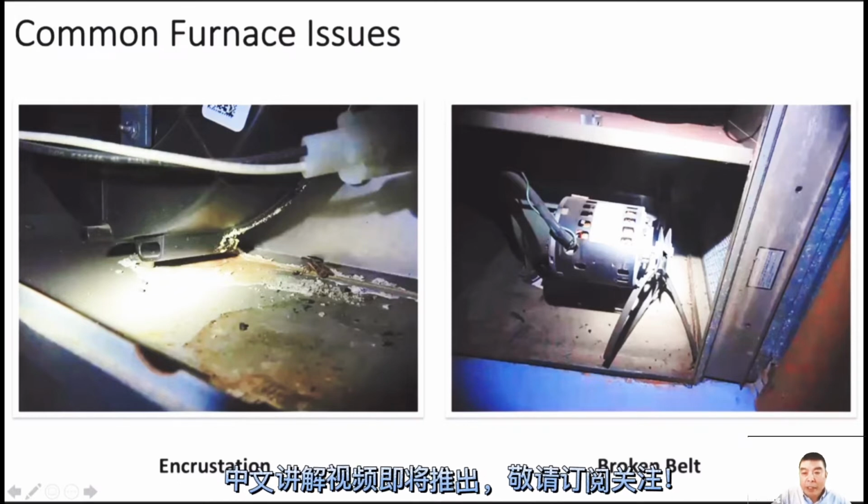I met a customer in Saskatoon. The pulley was already broken on one side. I don't know how many years they used it, but the pulley was broken on one side. The motor was still running, but it could not push the air through the heat exchanger, and it always caused the high limit switch to trip. Okay, so that's the blower motor.